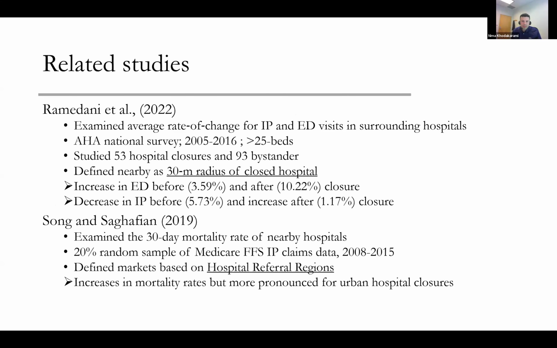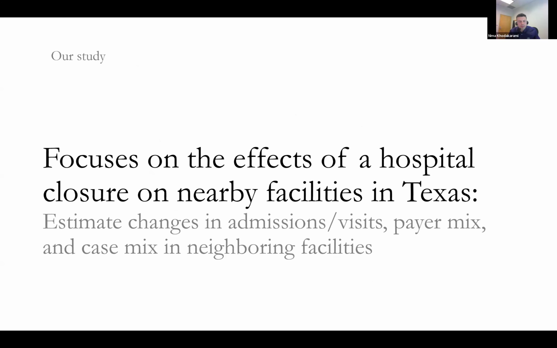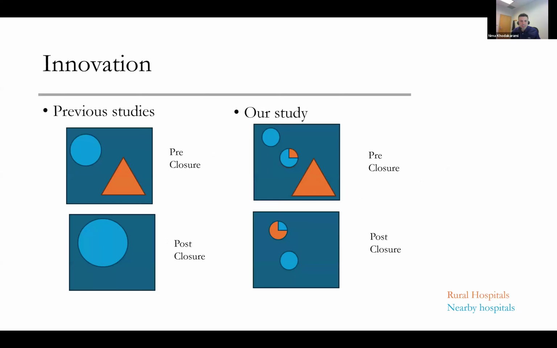There are only about 4 studies, and I'm going to skip all of them. The first one was done with our colleagues from the Penn State College of Medicine, the others come from the UNC Sheps Center, and one from Texas A&M University. So the majority of those are our colleagues. But this is the study that we are doing with Mark, focused on the effect of hospital closure on nearby facilities in Texas. We estimate changes in admissions, visits, payer mix, and case mix in neighboring facilities, some of which have not yet been studied in depth.